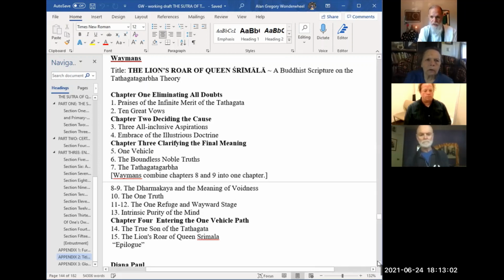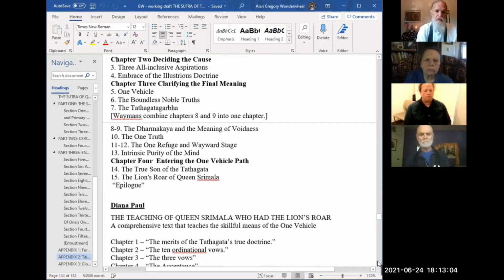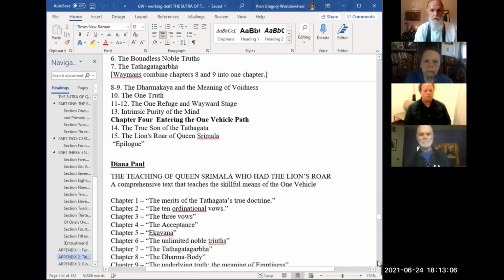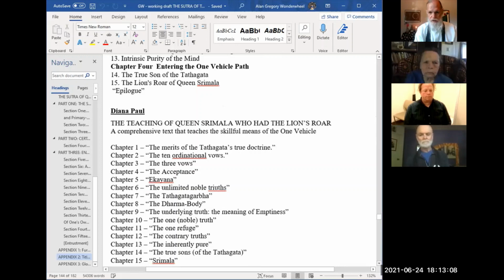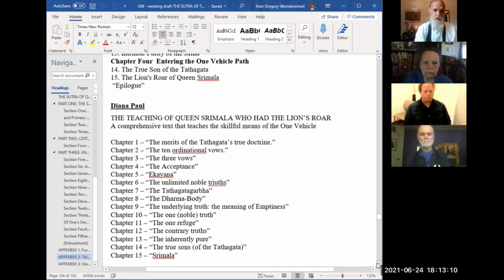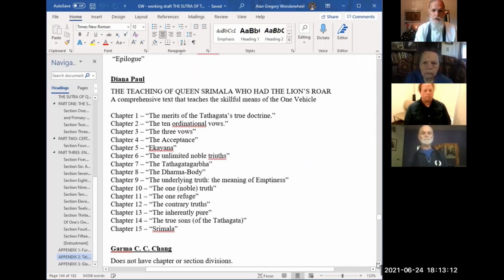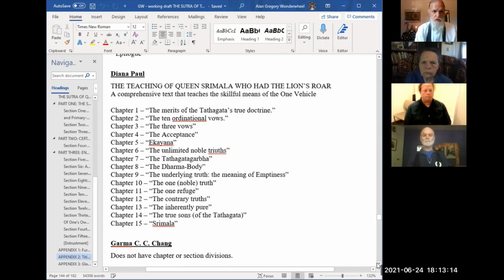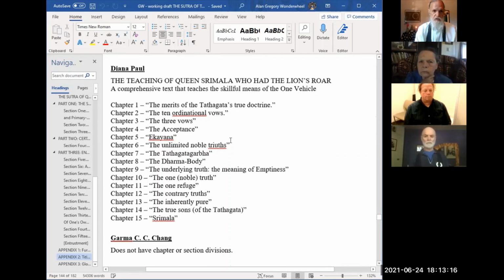I don't know why they, oh well, the reason they do that is because they're working off the Tibetan translation that has its own unique issues. Diana Paul, she doesn't separate it into parts. She just has the chapters.